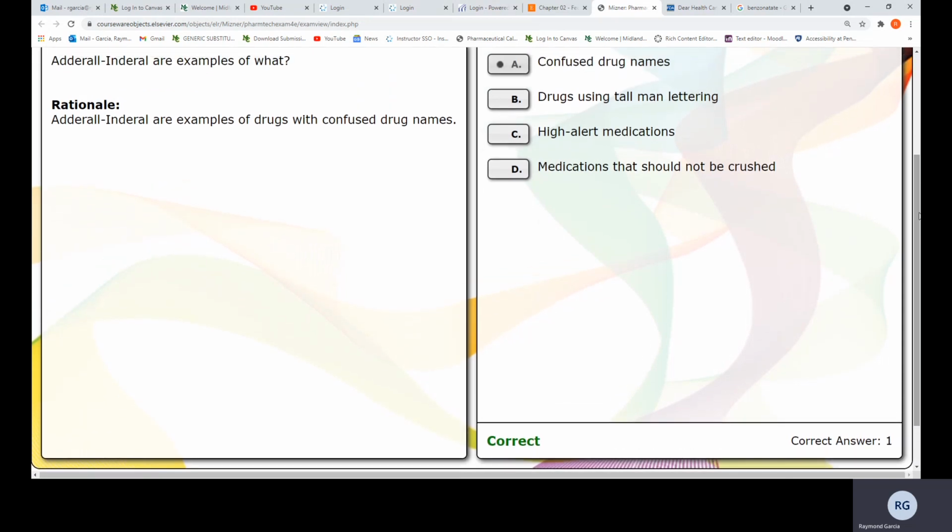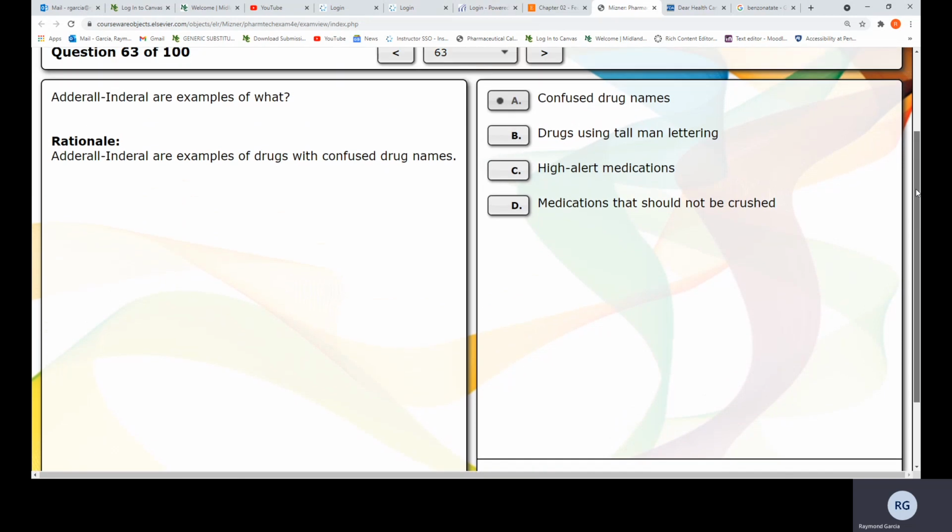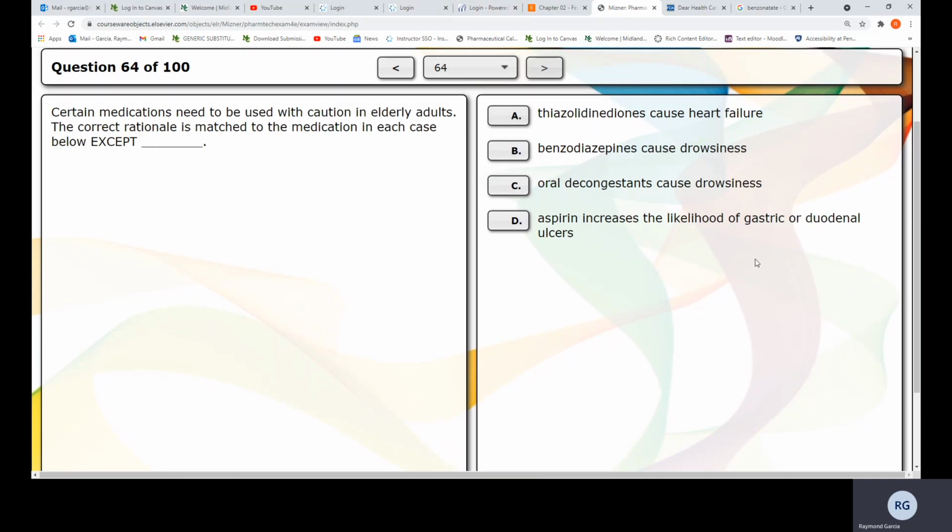Adderall and Inderal are examples of drugs that were confusing. Good job. Certain medications need to be used with caution in elderly adults. The correct rationale is matched to the medication in each case below, except which one.